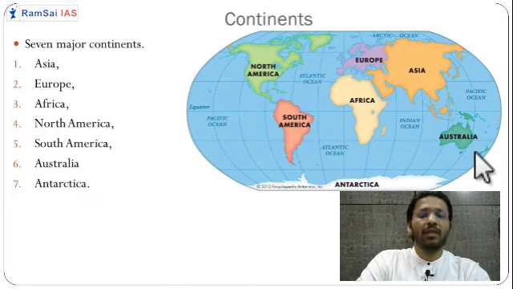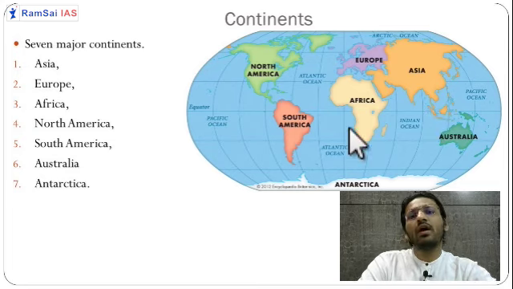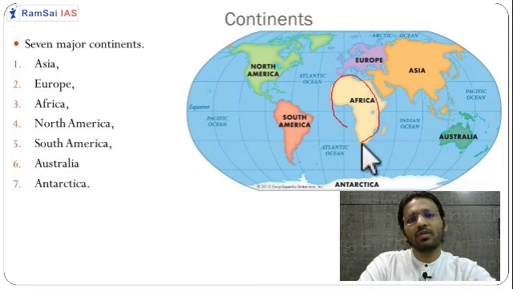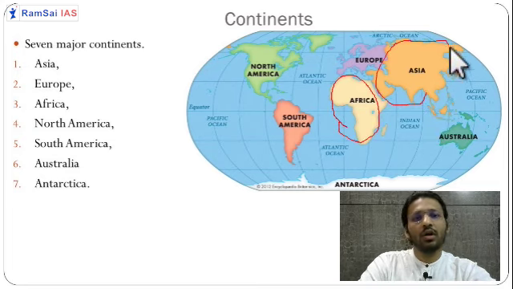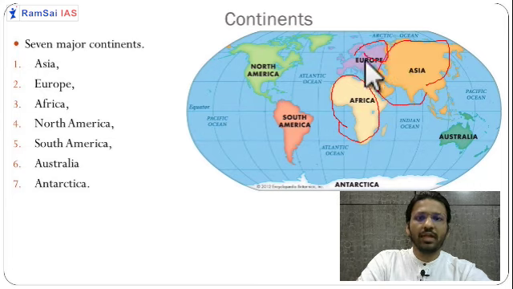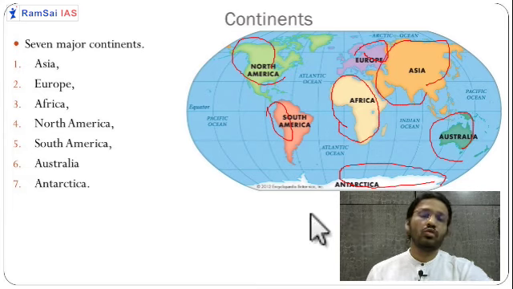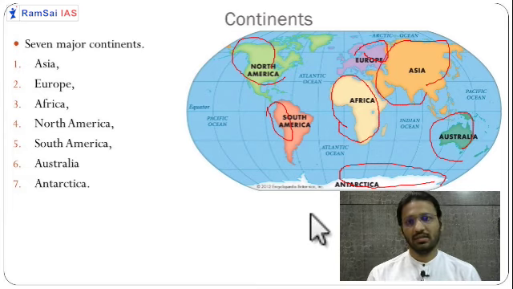The lithosphere is mostly made up of continents. Here we can see various continents. There are 7 major continents on the surface of the earth. Which are these 7 continents? First is Asia, then Europe, then Africa, then North America, then South America, then Australia, and then Antarctica. So these are the important continents.